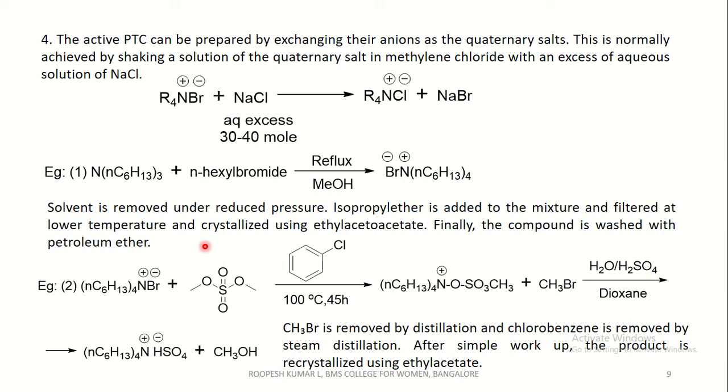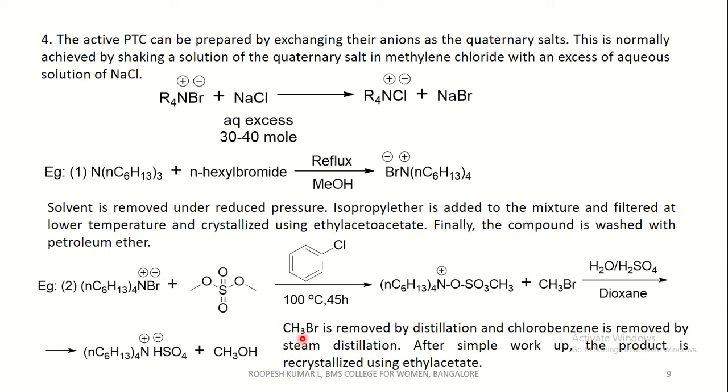Coming to the second example, this is an n-hexyl amine, which reacts with dimethyl sulfate in the presence of chlorobenzene, which is the solvent here. This is refluxed at 100 degrees Celsius for 45 hours to get the corresponding PTC with the formation of methyl bromide. This, in the presence of a strong acid in dioxane solvent, gives the corresponding tetra-n-hexyl ammonium hydrogen sulfate PTC with the formation of methanol.